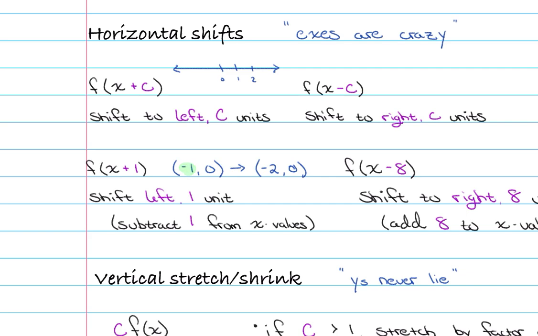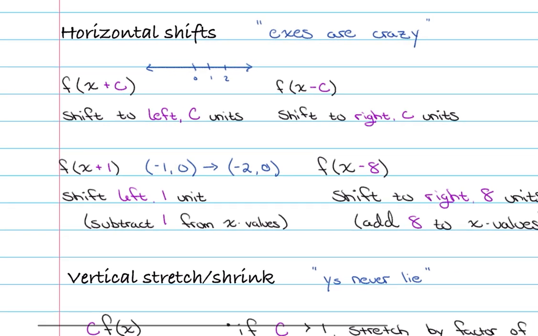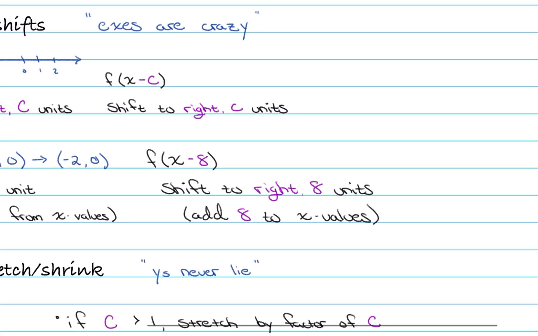All right. But now what if we're subtracting a c? So here we have f of x minus c. All right. Again, your x's are crazy. So even though you think minus, you think we're going to go to the left, we're not. We're going to move to the right. So we're going to go to the right however many c units we have. In this case, I have f of x minus 8. That means I'm going to be shifting to the right 8 units. All right. And that means I'm going to be adding 8 to my x values.